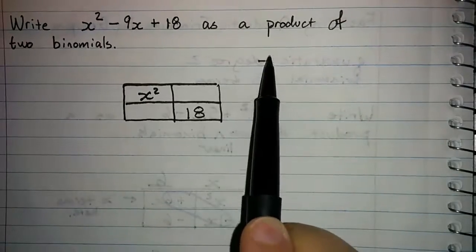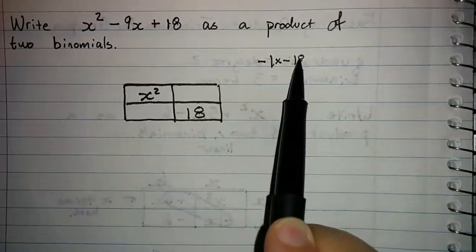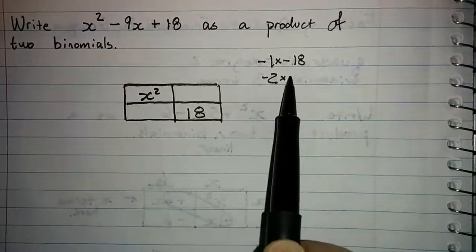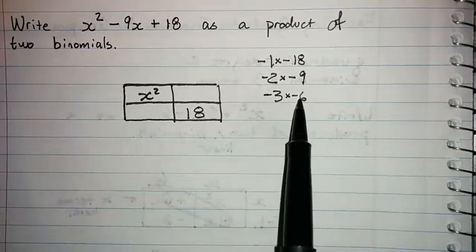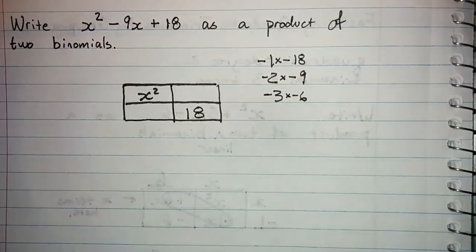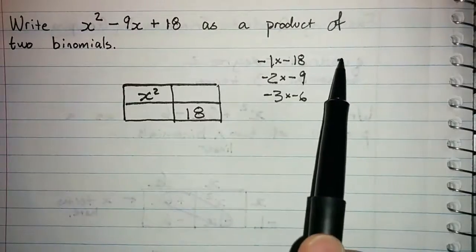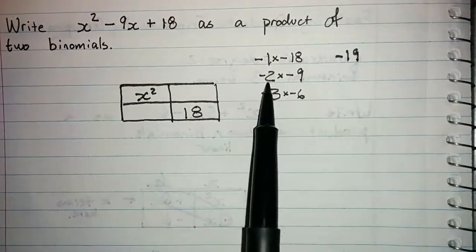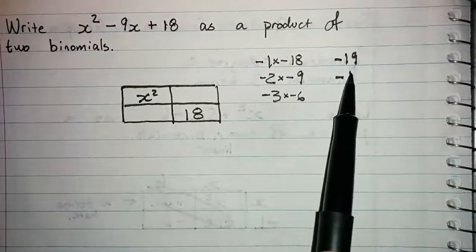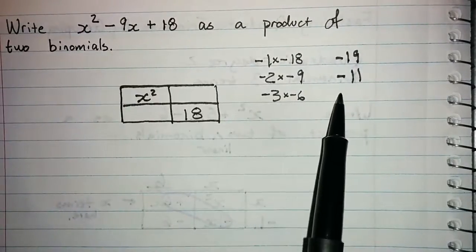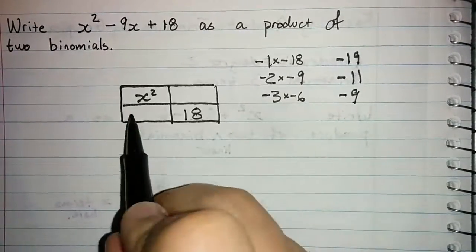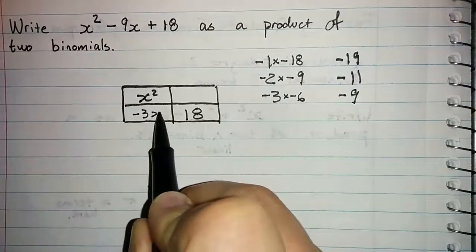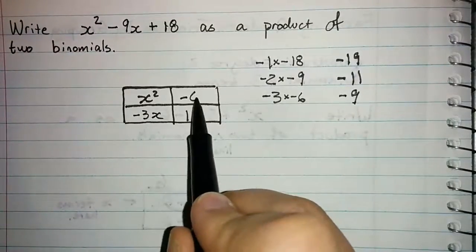Now we want to find two numbers whose product is positive 18 and whose sum is negative 9. I think those are going to have to both be negative numbers. All right, so we'll have negative 1 times negative 18, negative 2 times negative 9, negative 3 times negative 6, and then the other way around, right? Those are the only ways to factor 18. Negative 1 plus negative 18 is negative 19. Negative 2 plus negative 9 is negative 11. Negative 3 plus negative 6, there's our negative 9. So here we have negative 3x. Here we have negative 6x.